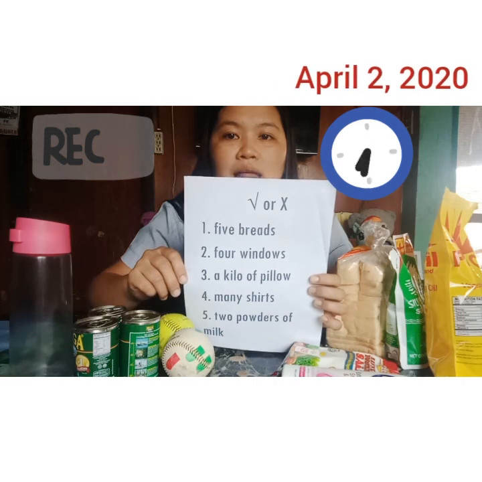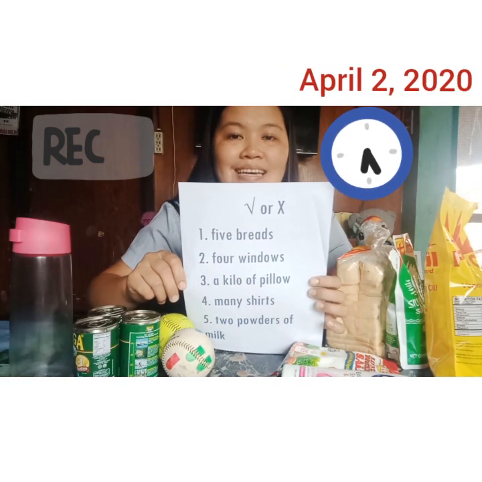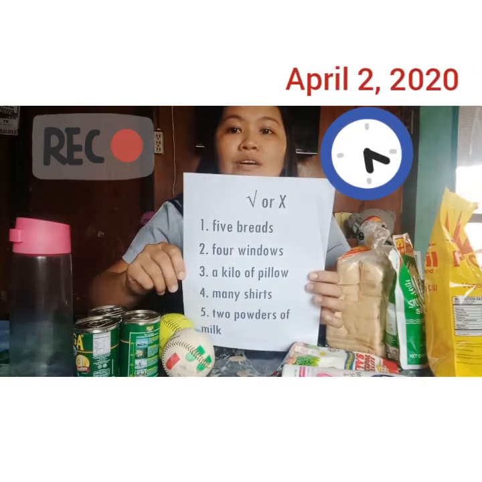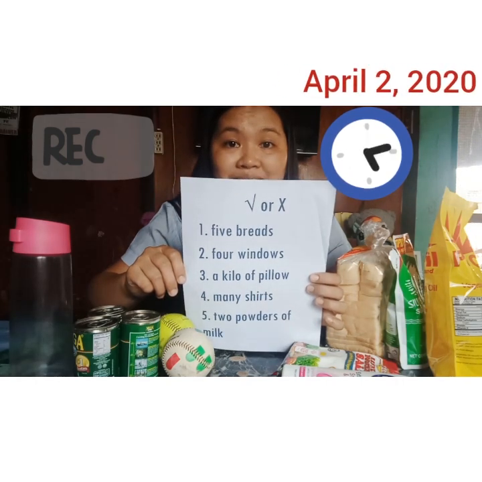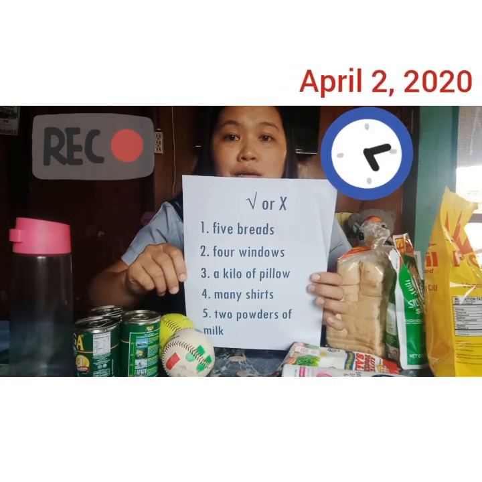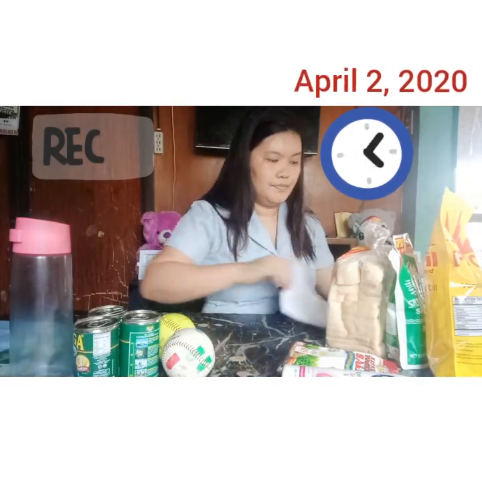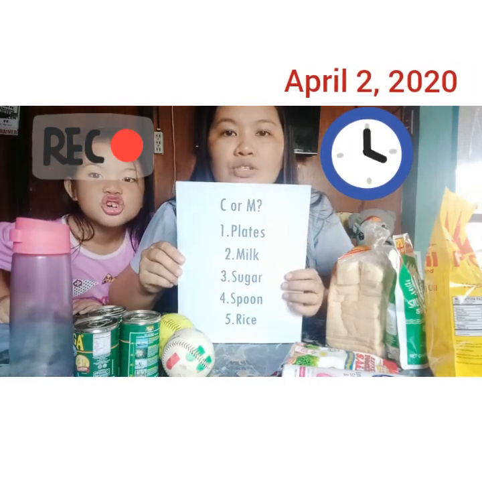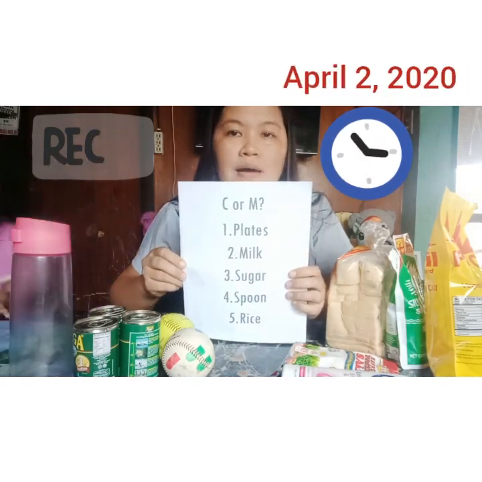4, many shirts. And 5, 2 powders of milk. Okay, let us now check. Kindly ask your parents to check, your guardian, ate or kuya.